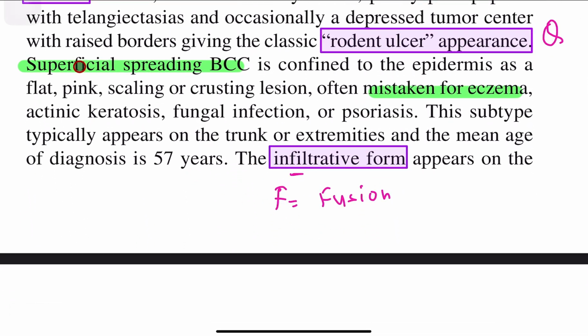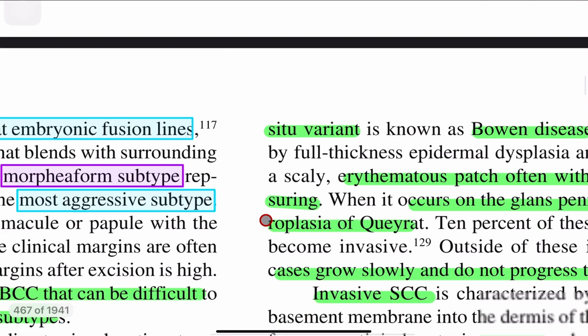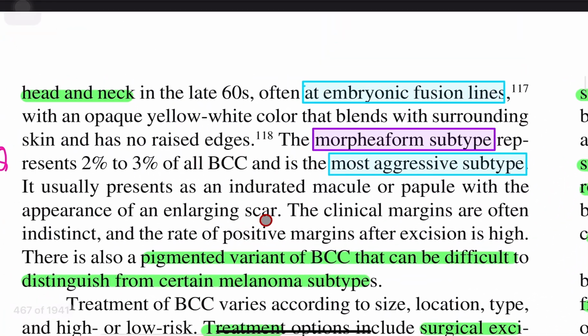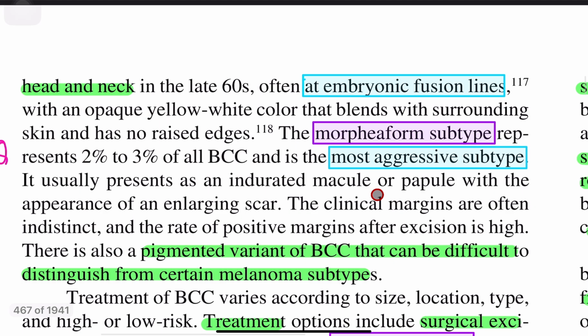So there is a superficial spreading type, that BCC can be mistaken as eczema. Other is infiltrative form, that occurs mainly on the fusion line. And morphea form subtype, that is the most aggressive subtype, already told you.